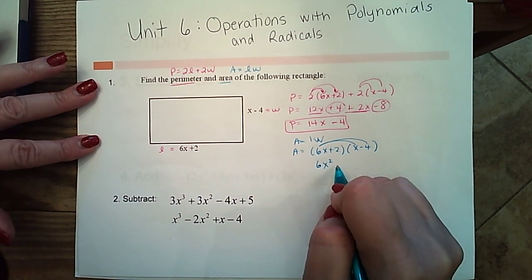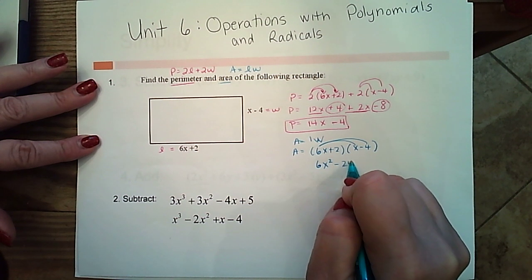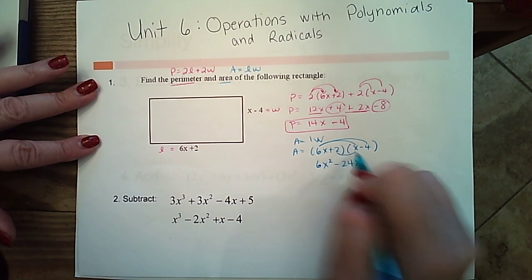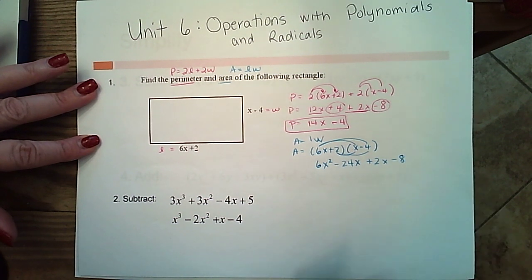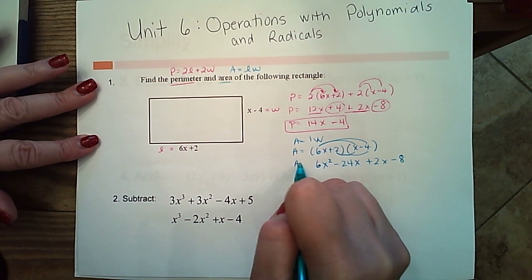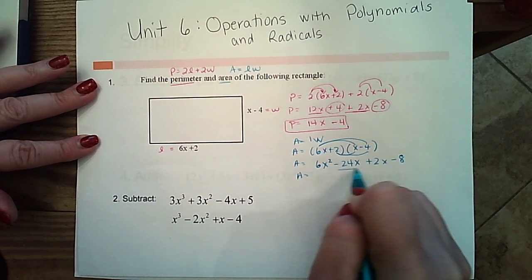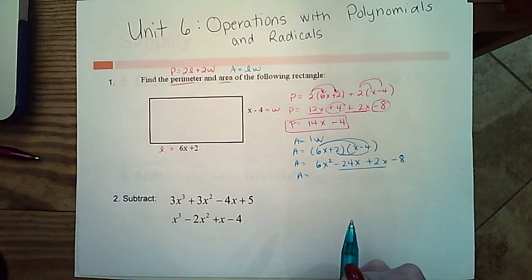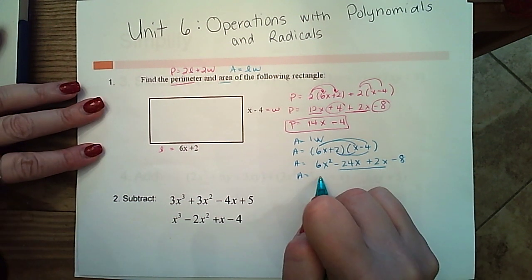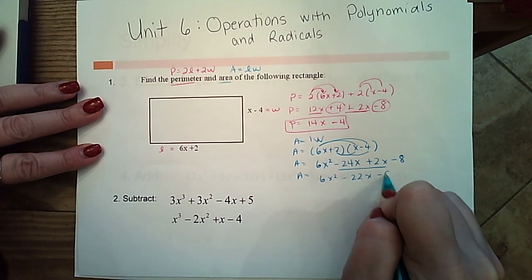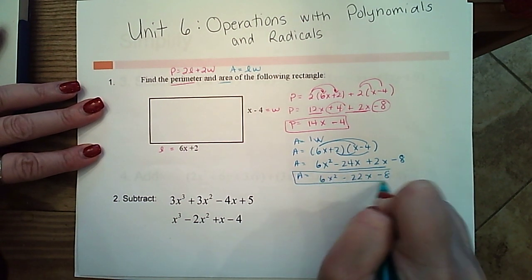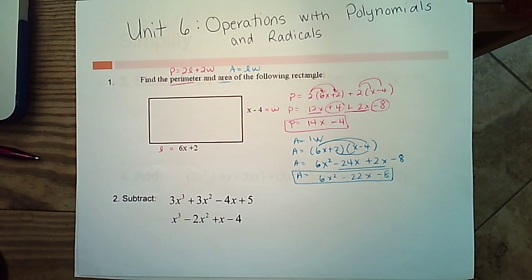The outer, so 6 times negative 4 is negative 24x. 2 times x is just 2x, and 2 times negative 4 is negative 8. And just like above, my like terms, which are typically in the middle when we do FOIL, combine together. So 6x squared minus 22x minus 8 is my final answer for my area. I can't do anything else with them. They can't go together any further.